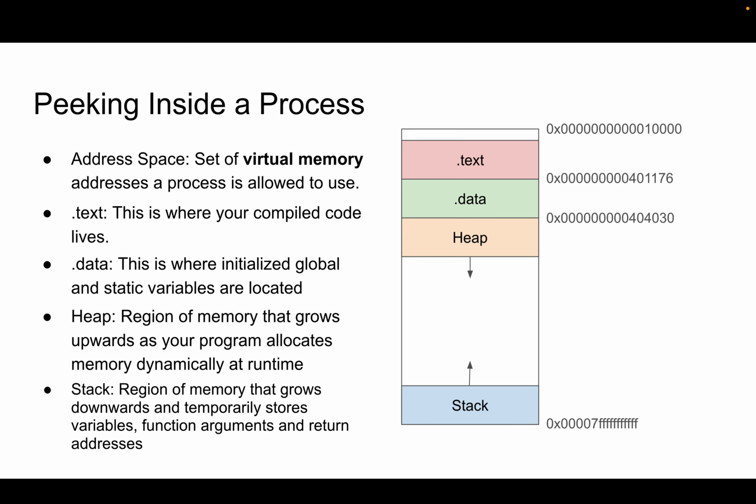Peeking inside a process, we have a virtual address space on the right. An address space is a set of virtual memory addresses a process is effectively allowed to use. A virtual address space can be partitioned into four main sections. We have the text section, this is where your compiled code lives. The data section, this is where initialized global and static variables are located. The heap, which is the region of memory that grows upwards as your program allocates memory dynamically at runtime.